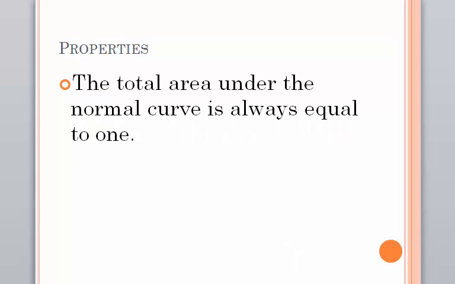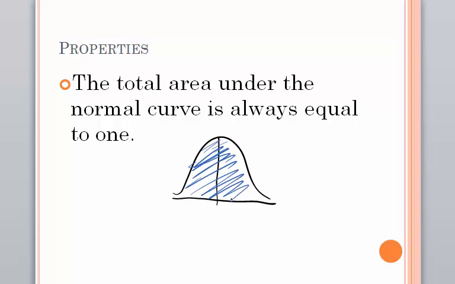Our final property is one that we will be using as we start to work problems. That property says that the total area under the normal distribution curve is always equal to 1. And so essentially what that means is if you have a curve and you could go in and shade the entire curve and find the area of the entire curve, it would always equal 1.